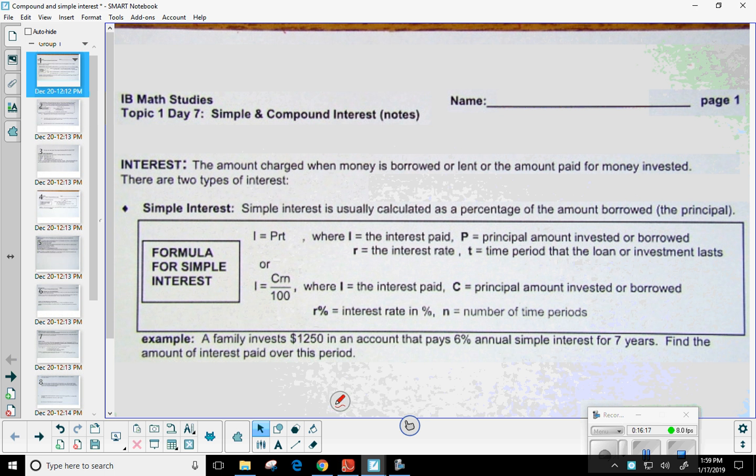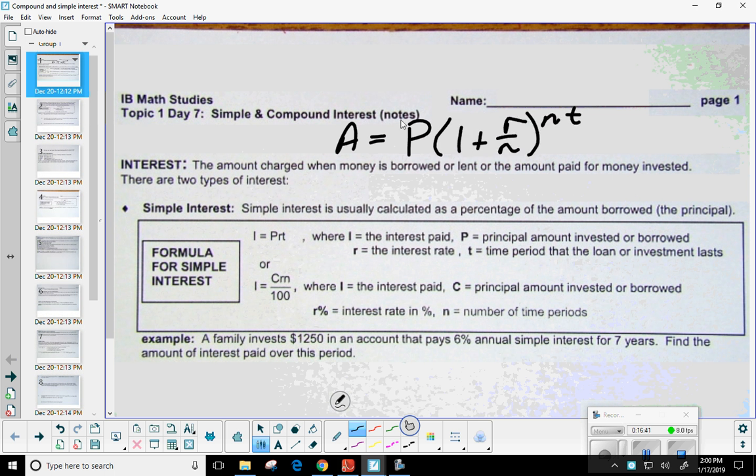Now, how many people remember simple and compound interest? The way that IB does it, it's pretty much the exact same idea. It's just that certain variables are going to be changed. When you were taught this, hopefully in Algebra 2 or maybe Algebra 1, you probably recognize it as A equals P, the principal you start with, times 1 plus R divided by N, to the NT.